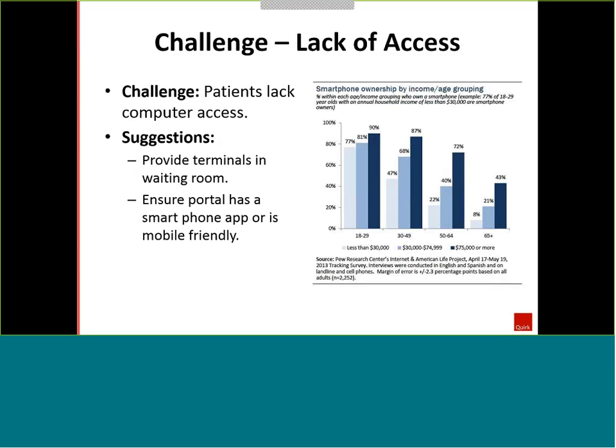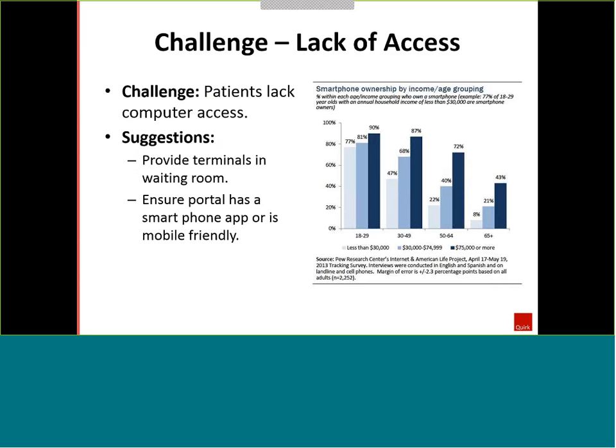All right. And then, yeah, lack of access is absolutely one of the challenges that folks face. Computer access being one of them, so I'm sure we all know. If you look at this graph on the right, smartphone ownership by age or income grouping here, you can just tell, obviously, groups that, as they get older, have less and less access for whatever the reason might be to a smartphone or to a computer. So we know this ahead of time, and we have to take action as a result.